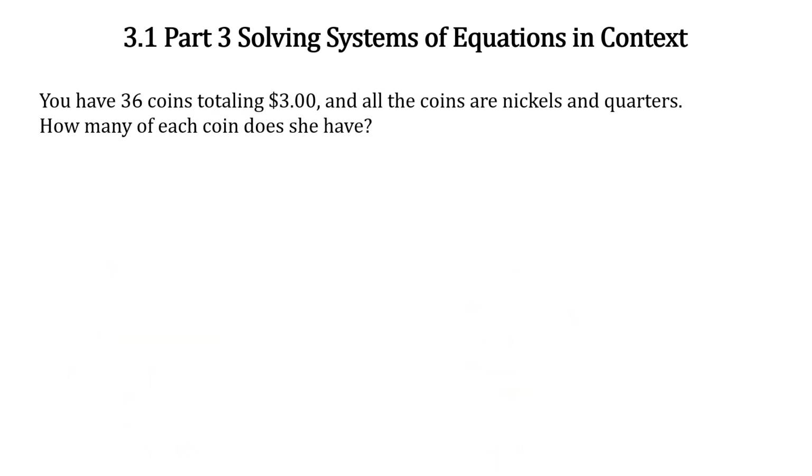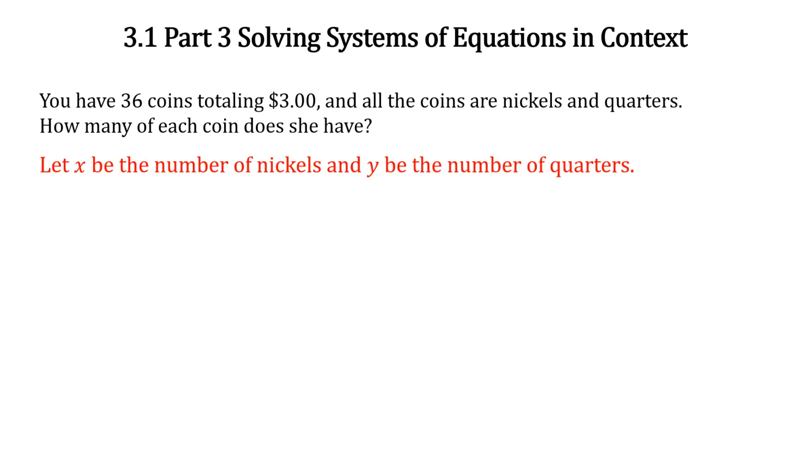Okay, you have 36 coins totaling $3, and all the coins are nickels and quarters. How many of each coin do you have? Okay, so let x be the number of nickels and y be the number of quarters.